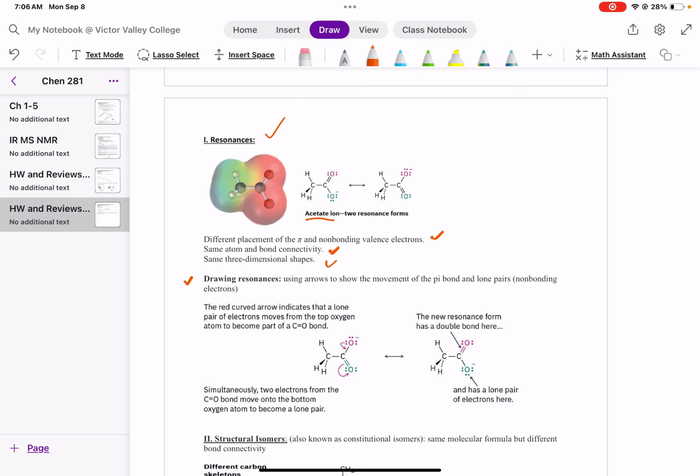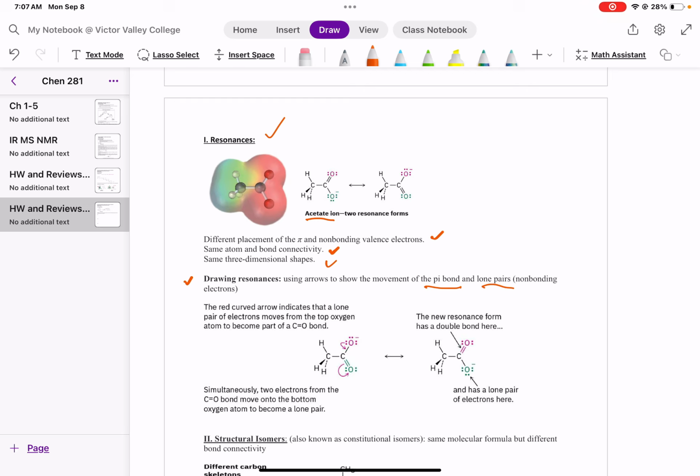Anyway, to draw resonances, use arrows to show the movement of the pi bond and the lone pair. That's the key, okay? The pi bond. So we gotta have a double bond or a triple bond. And it's nice to have a charge, like negative or positive, but it's not required. But if you have a molecule with all single bonds, there's no way we can get a resonance.